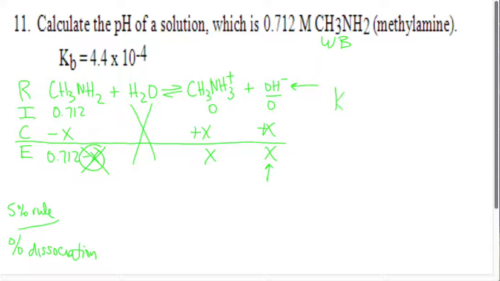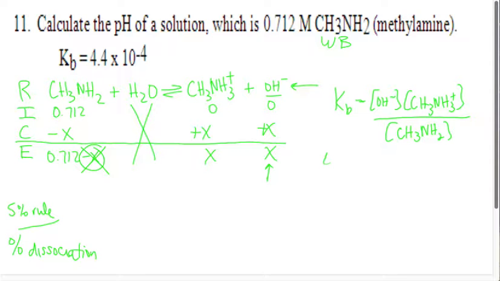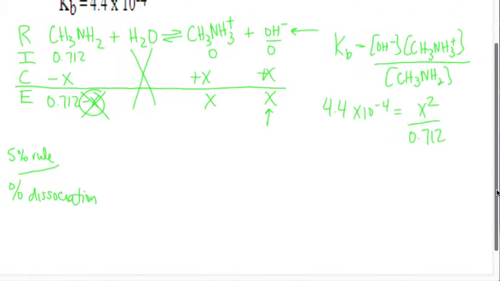So we're going to do our Kb expression: OH minus times this acidic ion, divided by CH3NH2. So the Kb they gave us is 4.4 times 10 to the negative fourth, equal to X squared over 0.712. So this is where it's even more important to say that X is the OH concentration, because you're going to do something with that. Your X, which is your OH concentration, is what?